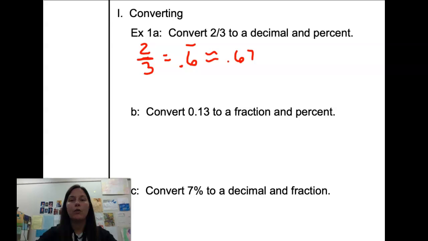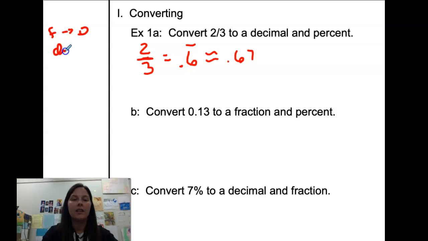So what I'm going to have you do is over in that left-hand column, to convert from a fraction to a decimal, we divide.